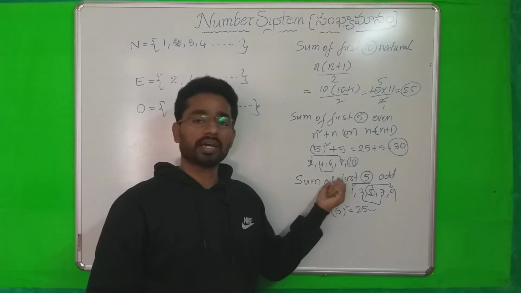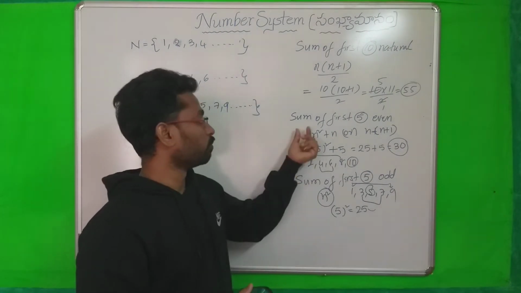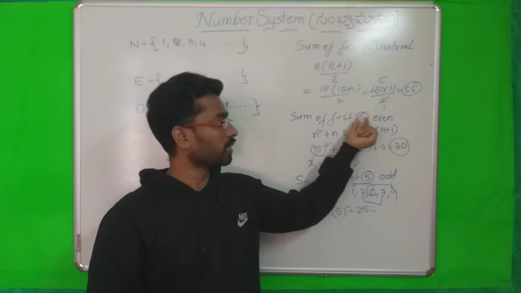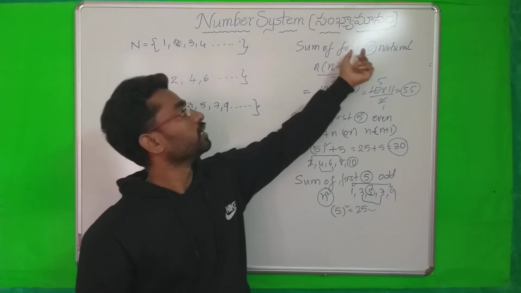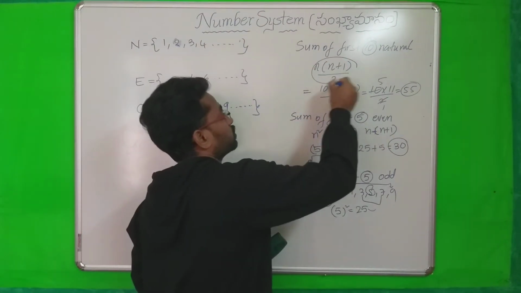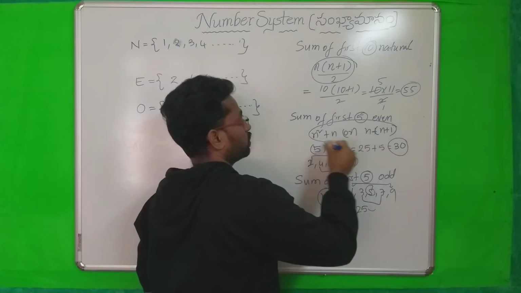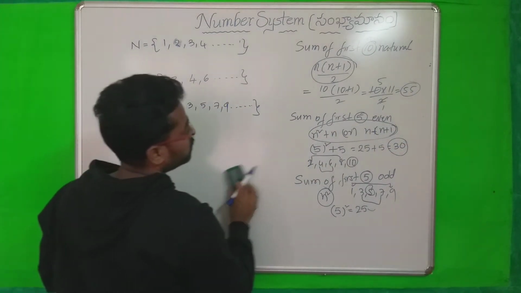The sum of the first n odd numbers is n square. The sum of the first n even numbers is n square plus n. The sum of the first n natural numbers is n into n plus 1 by 2. These three you note down. These are very, very important. So these are the formulas.